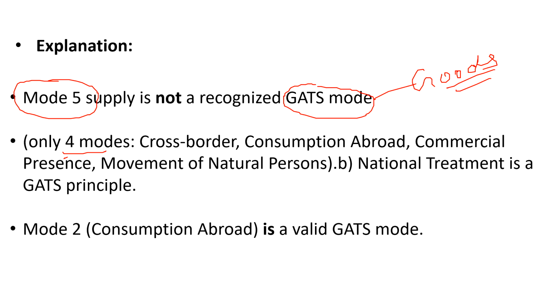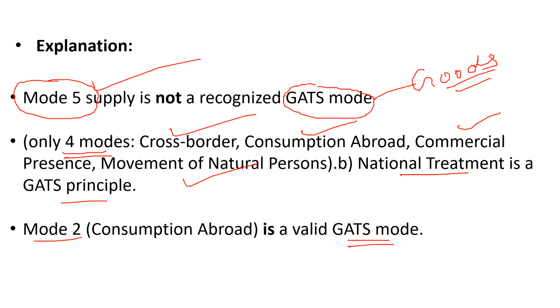Only four modes are connected with the GATS. What are those modes? Cross border supply, consumption abroad, commercial presence, movement of natural persons. Along with that, national treatment is also a GATS principle. Mode 2 is also a valid GATS mode. Only mode 5 is not a GATS mode because it is governing trade in goods. And GATS is related to services. Understood? So that is why the right answer was option C, which is not related to the GATS.